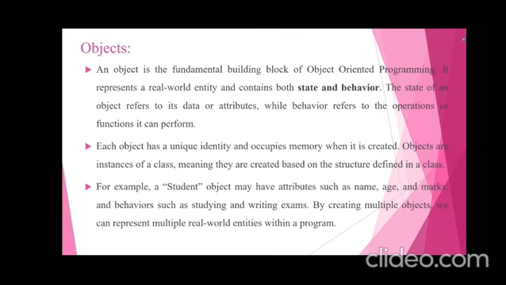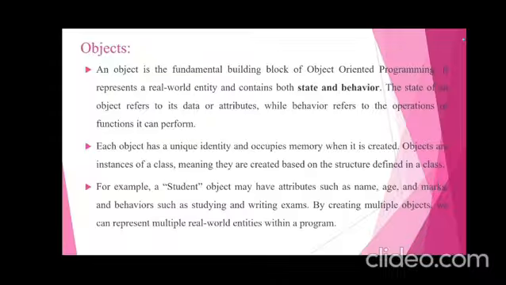An object is a fundamental building block of object-oriented programming. It represents a real-world entity and contains both state and behavior. The state of an object refers to its data or attributes, while behavior refers to the operations or functions it can perform. Which means, in object-oriented programming, everything is created and organized using objects. So, objects form the base of the entire programming approach.